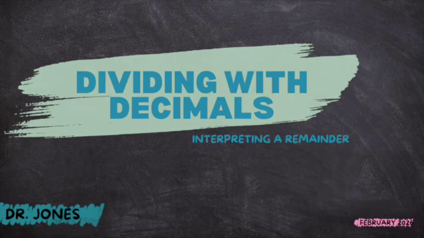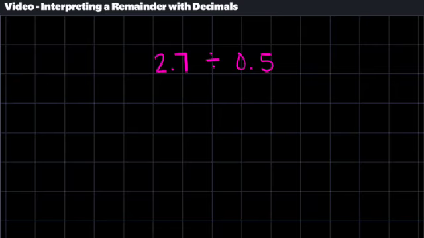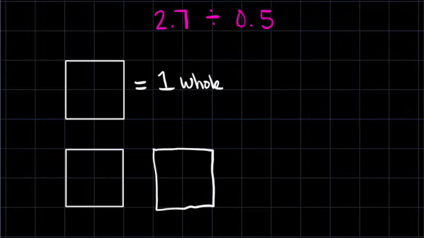In this video, we're going to talk about interpreting a remainder when we're dividing with decimals. We're going to do the problem 2 7/10 divided by 5/10. For this problem, I'm going to make the flat equal to 1 whole. So I have my total, which is 2 7/10. So I'm going to represent that 2 wholes.